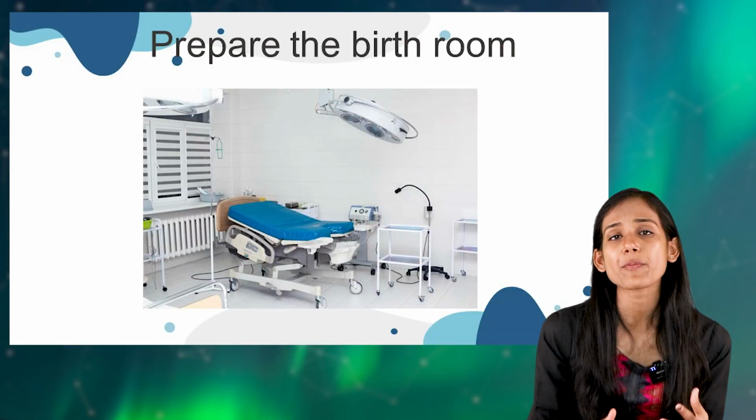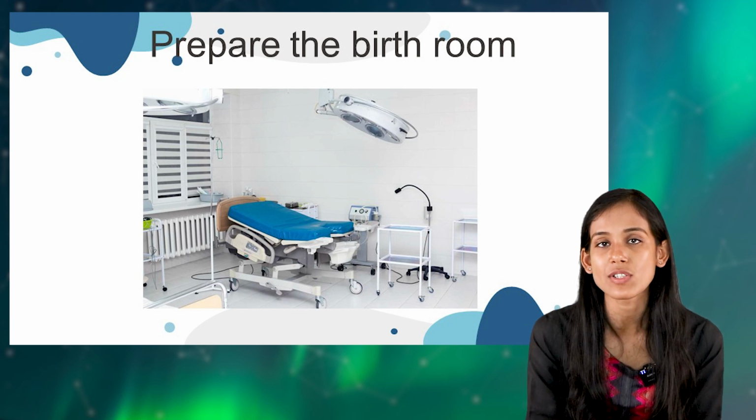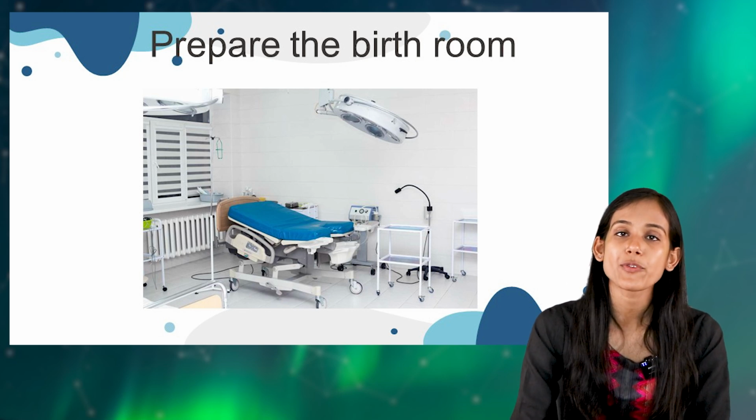Next thing is we have to prepare the birth room. Where the childbirth will happen, we also have to prepare that room. The first thing, again, is the cleanliness of the room. The room should be cleaned properly. It should be warm to prevent hypothermia, to prevent any kind of unnecessary heat loss. There should be adequate light and it should be private. So it should provide privacy to the mother and the child.